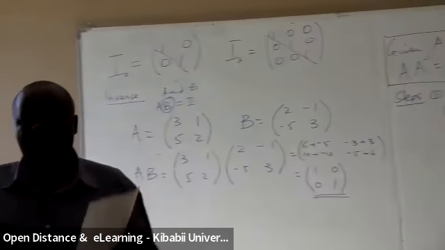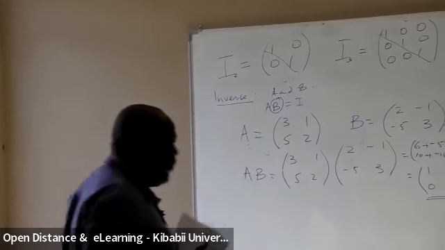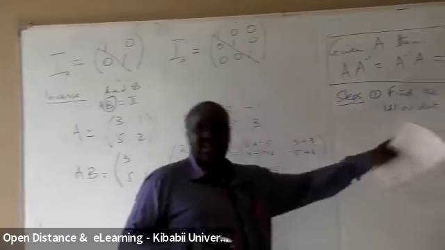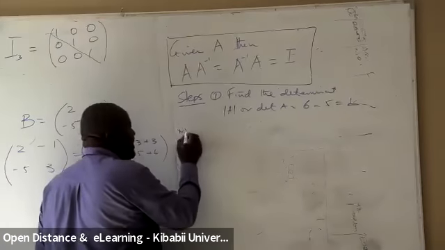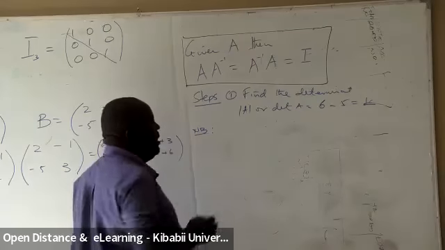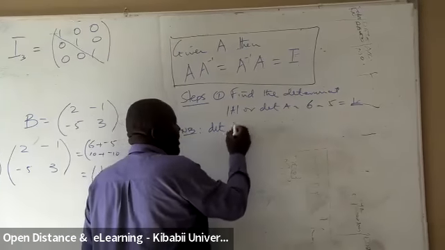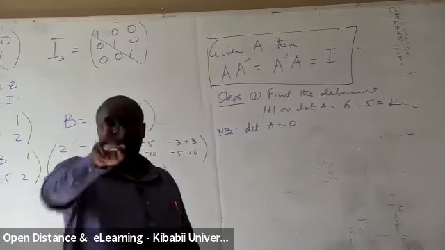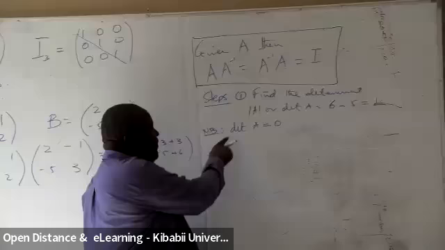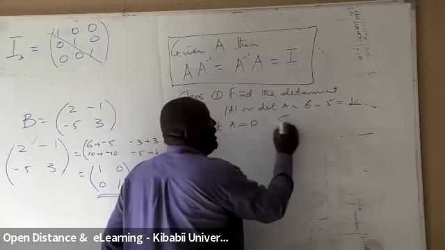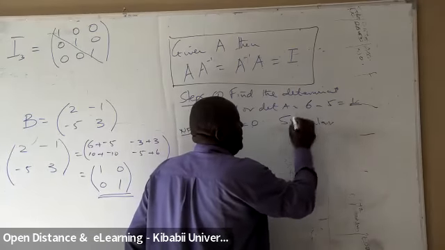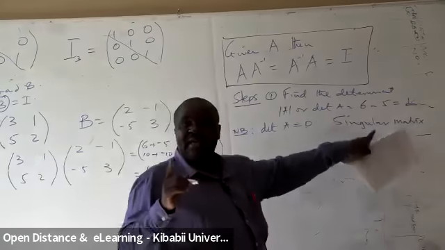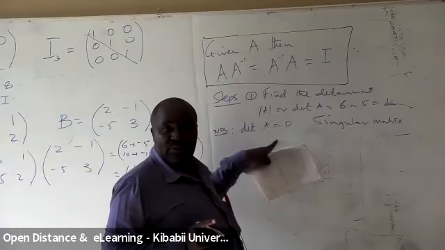But what do we do next? If the determinant is 1, then this matrix has an inverse. We need to note at this point, if we find that the determinant of the matrix A is equal to 0, how do we interpret that? If the determinant of the matrix is 0, then we call it a singular matrix. So a singular matrix is a matrix that has a determinant equal to 0.